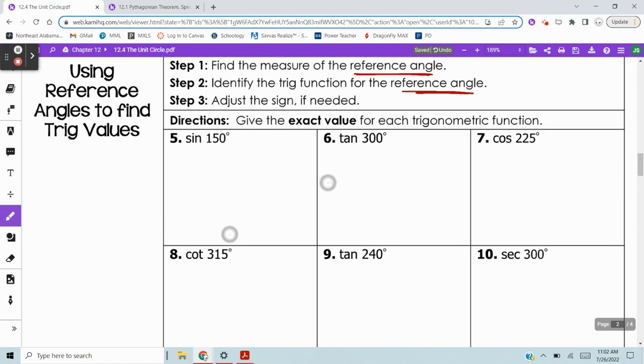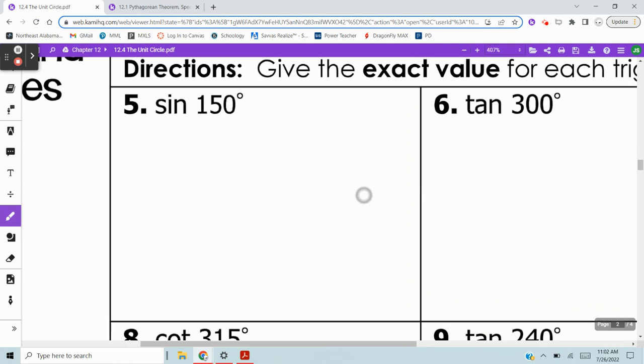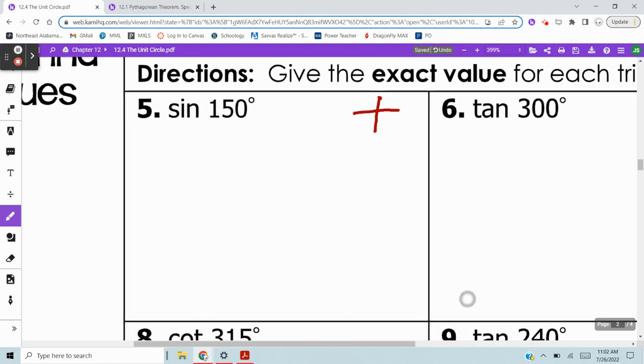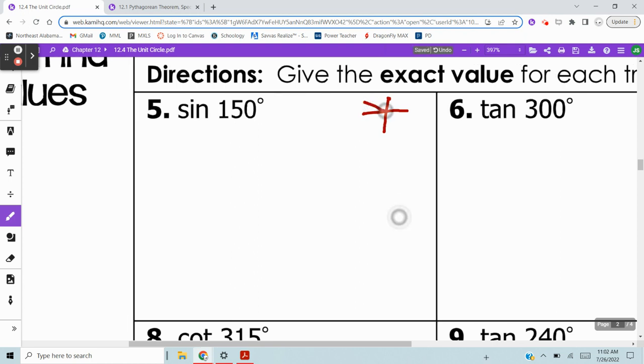So it says give the exact values. We're not just typing these in our calculator and finding them. We're going to actually use reference angles to find these. So the sine of 150, the first thing we need to do is identify what is our reference angle. So 150, this is 90, and 180. So 150 is somewhere in that second quadrant. So let me kind of just draw a line. It's somewhere right in there. Okay. Our reference angle is how far are we from the x-axis, which is 180. So we are 30 degrees away. So what I like to do is just mark this out and put 30 degrees.